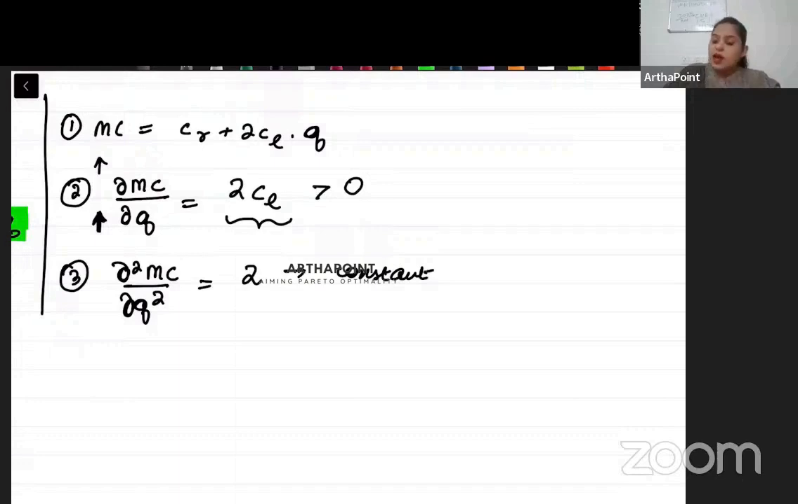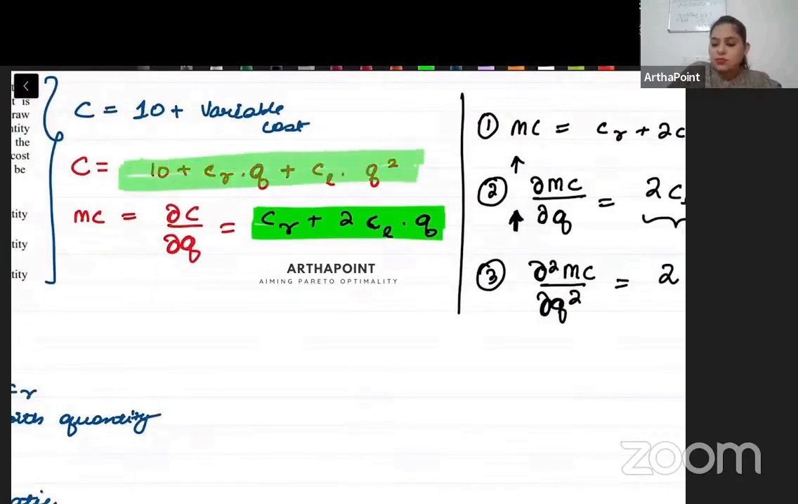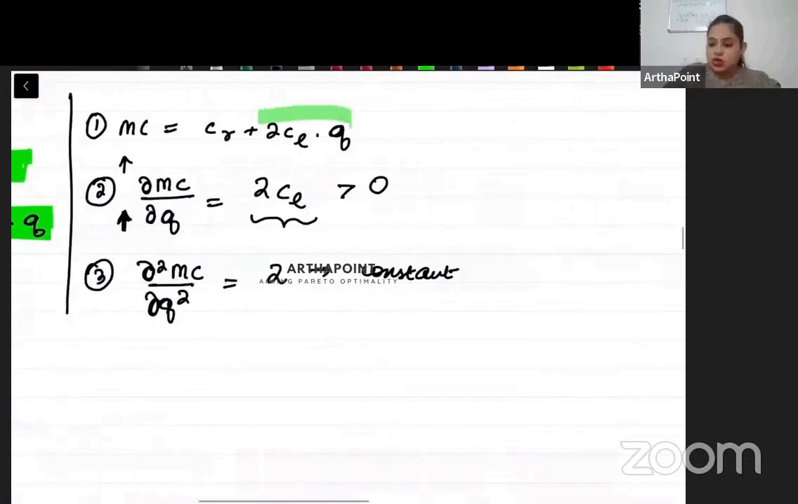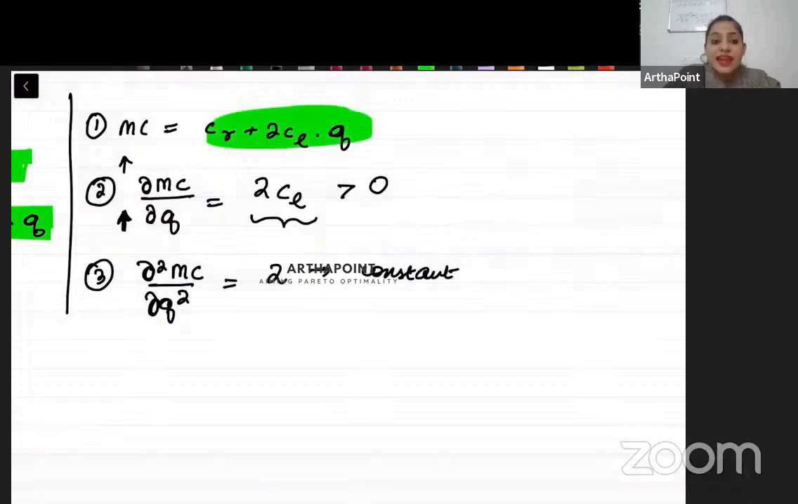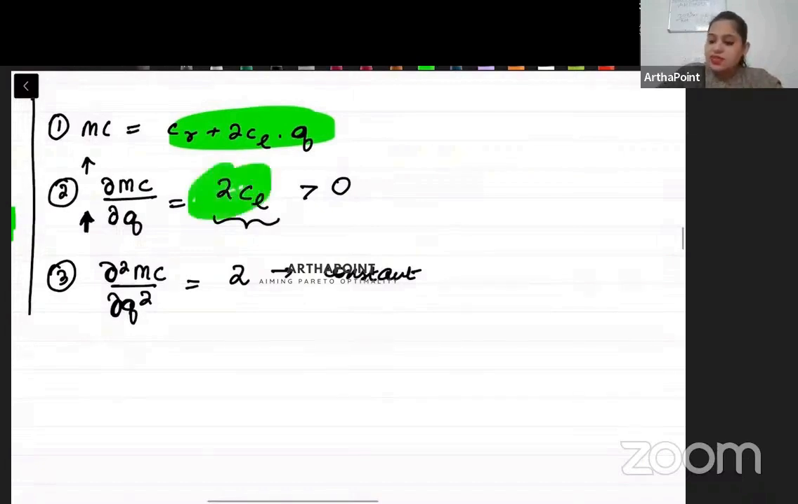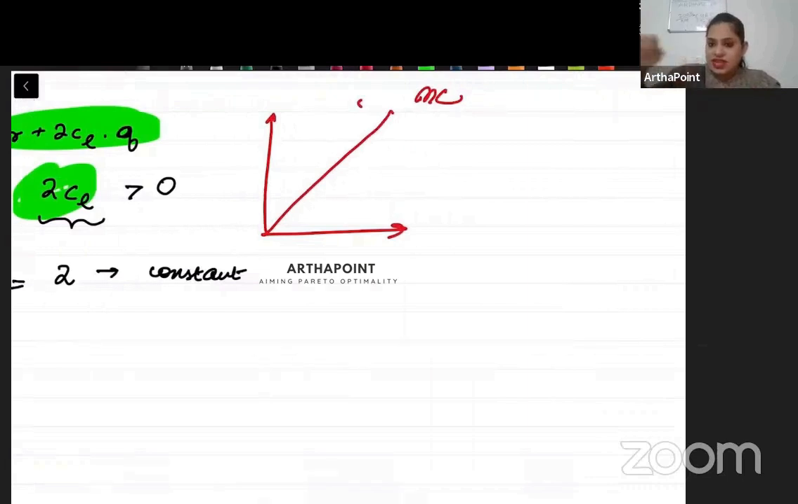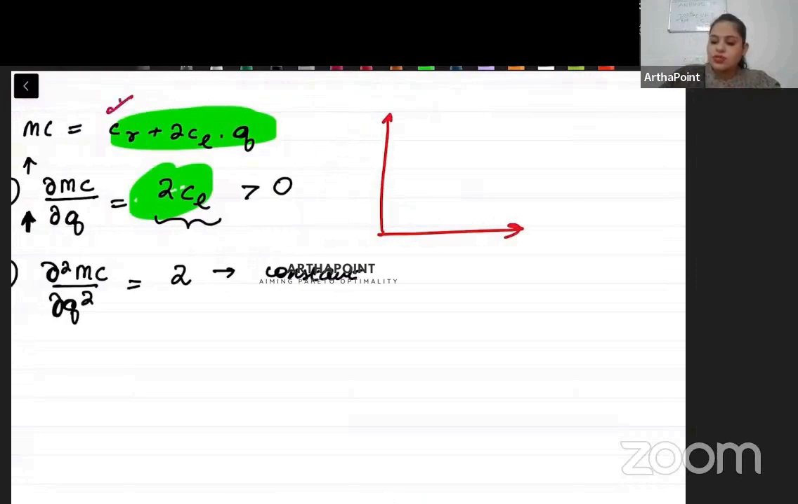So try to understand. First I differentiated my cost function and I got my marginal cost. Then I'm asking how marginal cost changes as quantity changes. It increases. That means it is increasing. This is MC. Increasing MC. Okay. It's at an increasing rate. Of course, it can't start from 0 because there is some constant component to MC also. Something like this. This is MC.